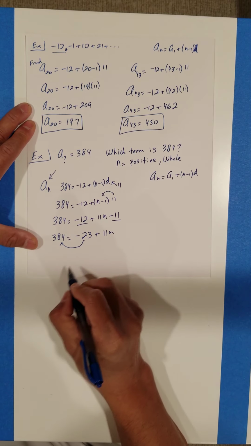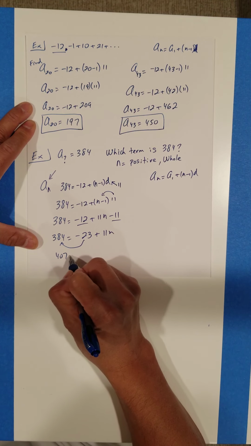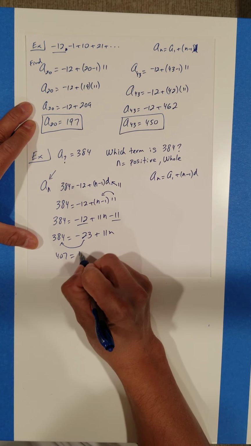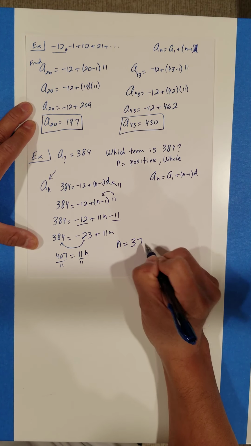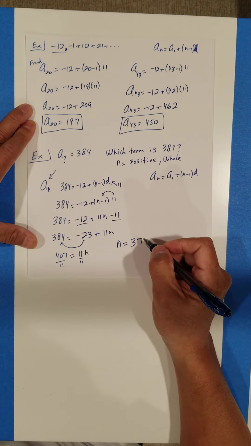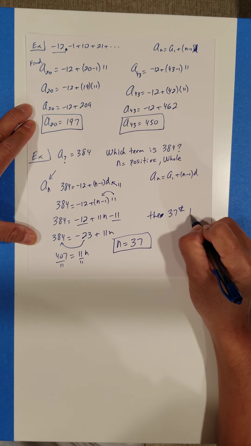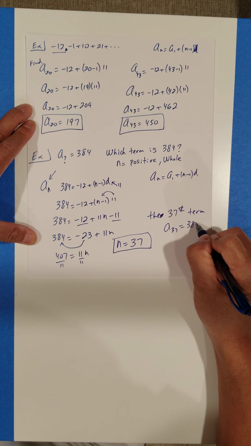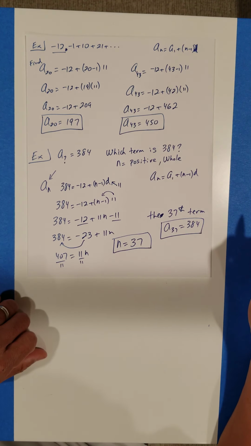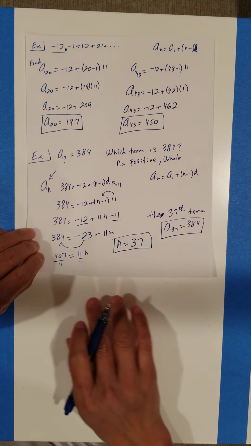Bring this over. So we're looking at 407 equals 11n. So divide by 11. So n comes out to be 37. Okay, there you go. So what this says is that the 37th term, A37, is 384. That's what we just found. So this is going to be the tricky part of the problem, so make sure you're able to do that.